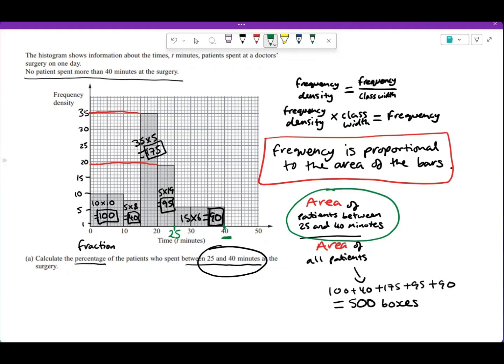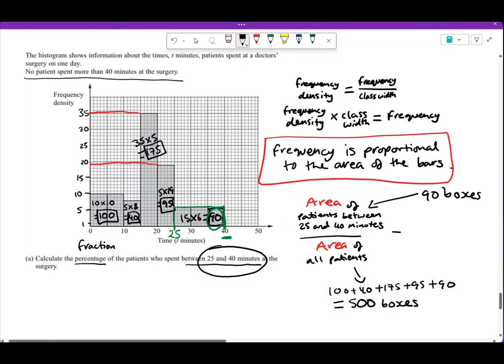So if we draw vertical lines going upwards like this, it's essentially this final 3 bars that we combined into one. So the area there is the 90. So I've got my numerator, which is going to be 90 boxes. So now I can calculate my fraction. Okay, this is going to be equal to 90 divided by 500.